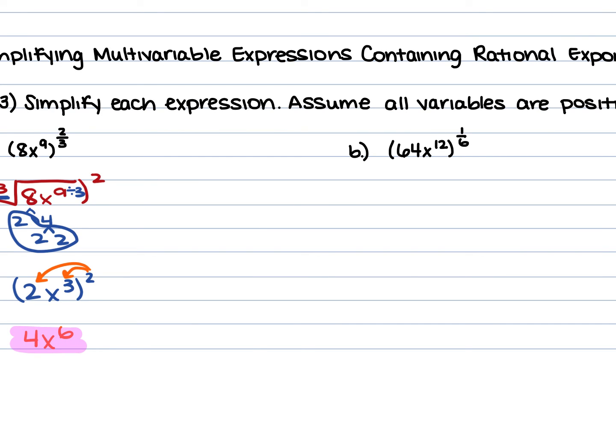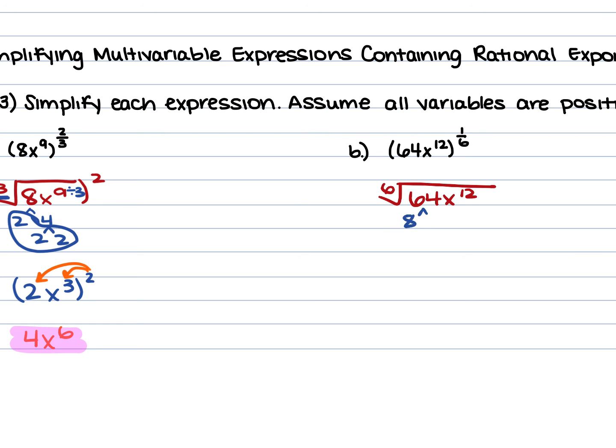For example, B, we have 64x to the 12th power, all raised to the 1/6 power. So we're just going to rewrite this using radicals. We're going to have the 6th root of 64x to the 12th power, all raised to the 1st power, so we do not need to write that power of 1.